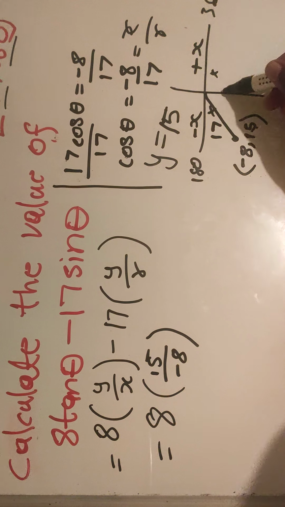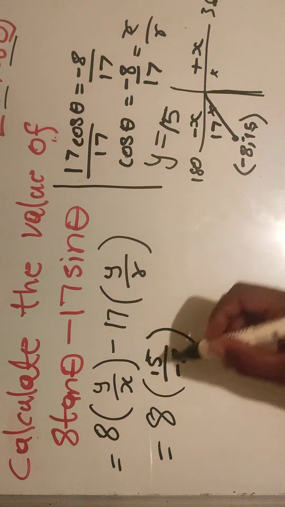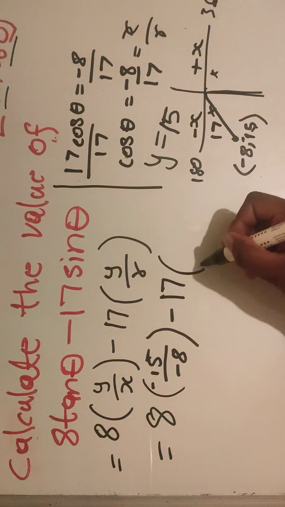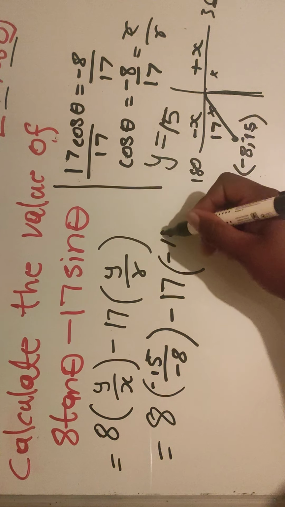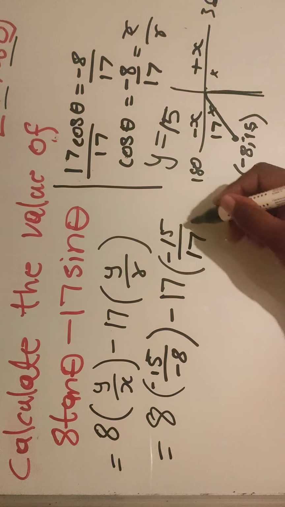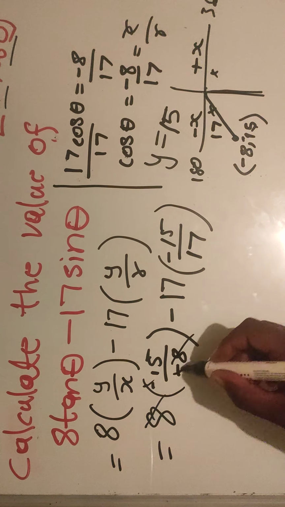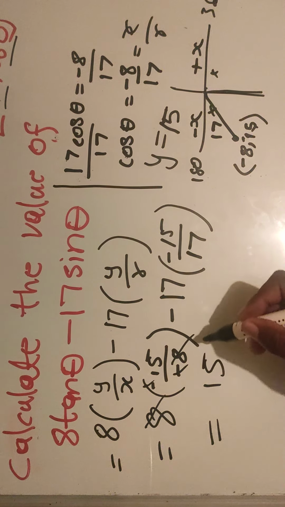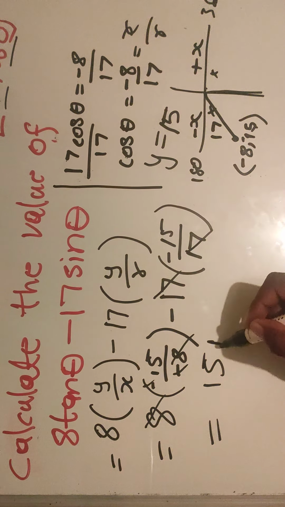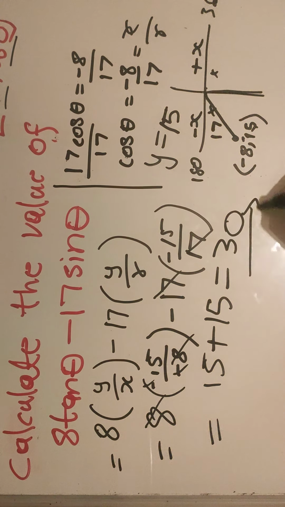Another thing, remember we're on the negative y-axis, so this one must be negative. So we have a negative 15 on the negative side, minus 17 times what is the value of y? It's minus 15. What is the hypotenuse? It's 17. Then these two will cancel out, and even the negatives will cancel out. So we'll be left with 15. On this side, these two will cancel out, we're left with the negative times the negative, which is positive. Then our final answer will be 30.